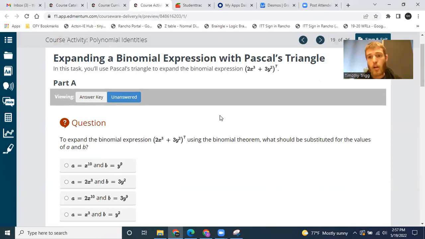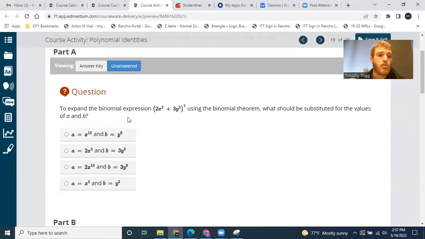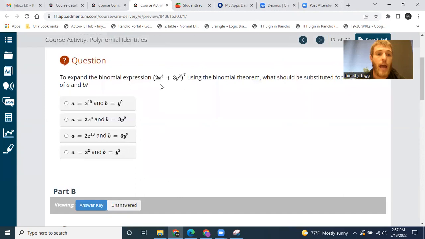Now I want you to start on this page right here, page 19. To expand the binomial expression 2x to the third plus 3y squared to the power of 7, using the binomial theorem, what should be substituted for the values? In this case, our a is going to be 2x to the power of 3, and our b will be 3y squared.